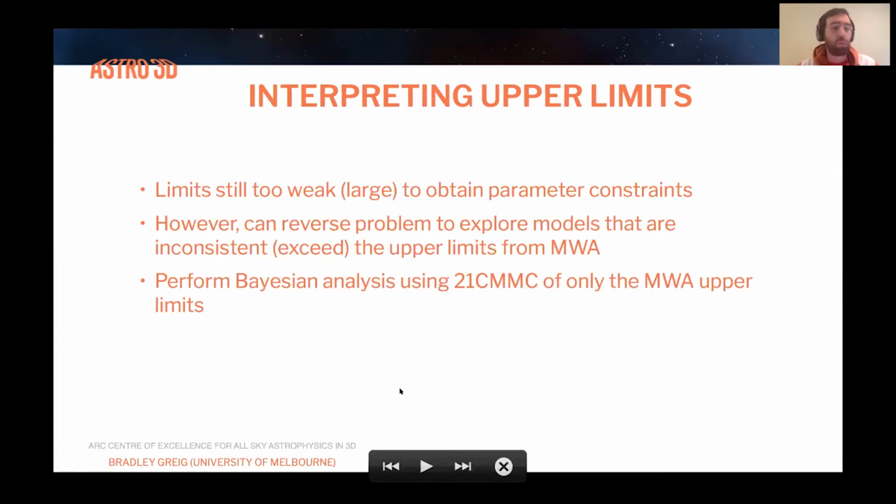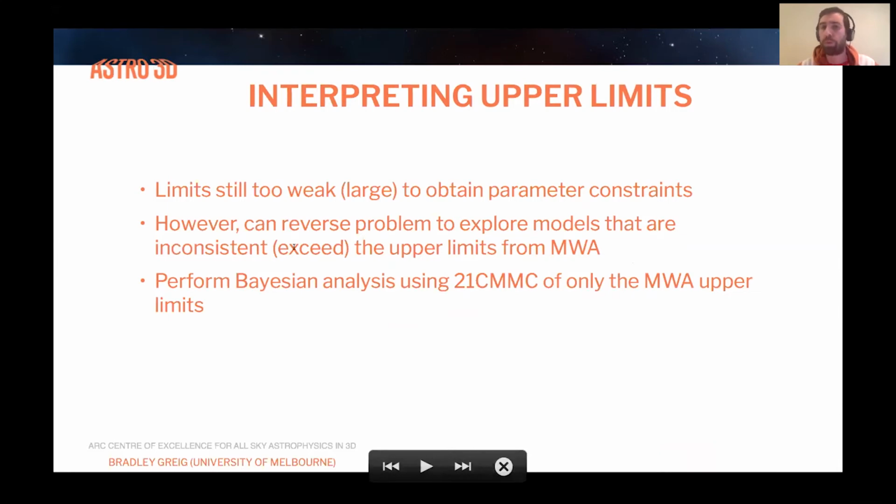So what we want to do is basically place the upper limits on the 21 centimeter power spectrum in the context of reionization. Now, the upper limits are still relatively large, and so it's very easy to get models that are consistent with the upper limits. So you can't perform a proper parameter estimation and rule out models under a normal statistical inference scheme.